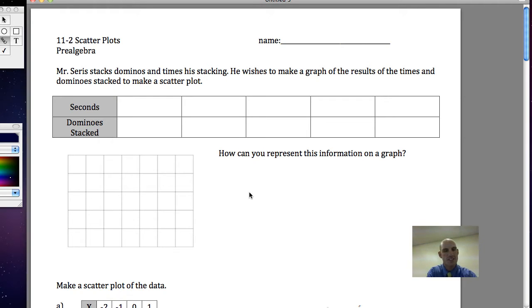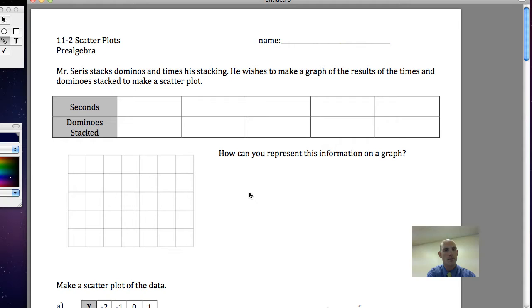Welcome back. This is section 11.2. It's about scatter plots. Now scatter plots are a way of representing data using a graph and using some of those skills of plotting points that we've been talking about throughout the other two sections of this chapter.